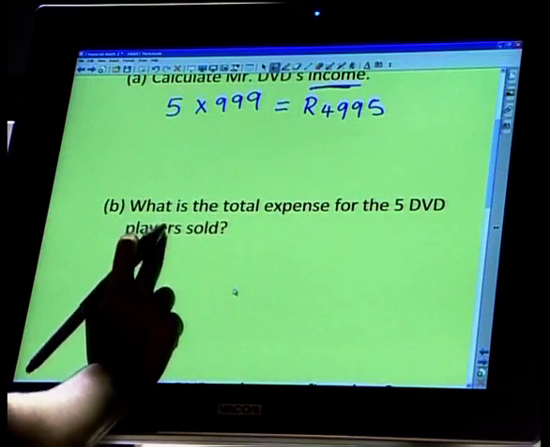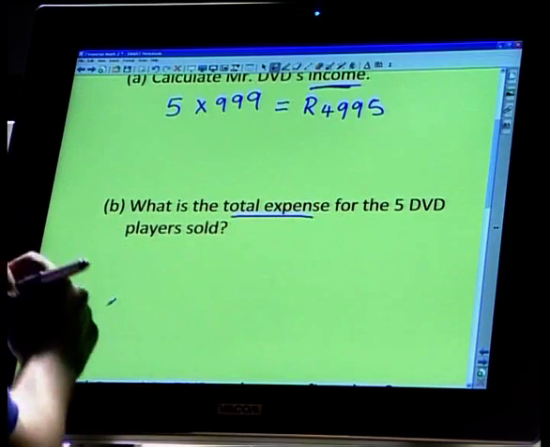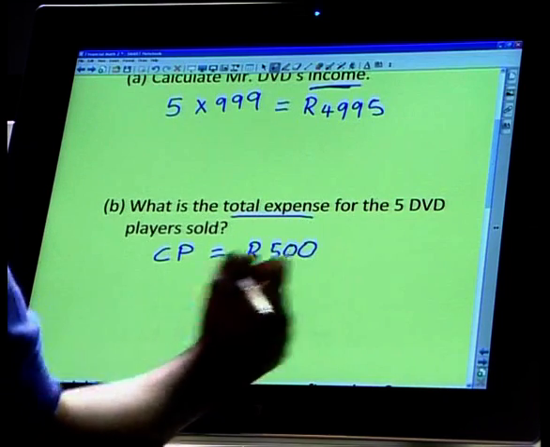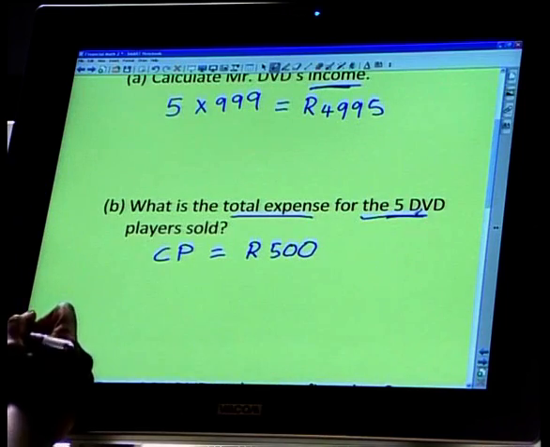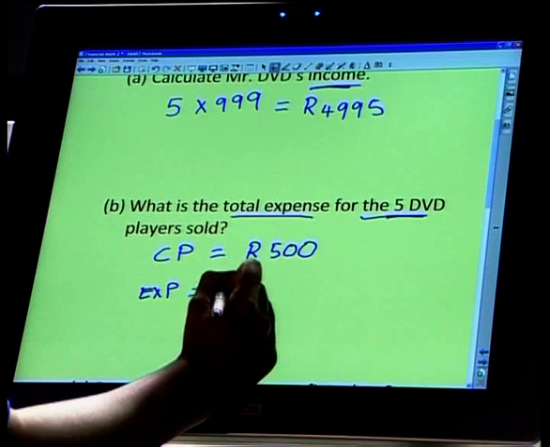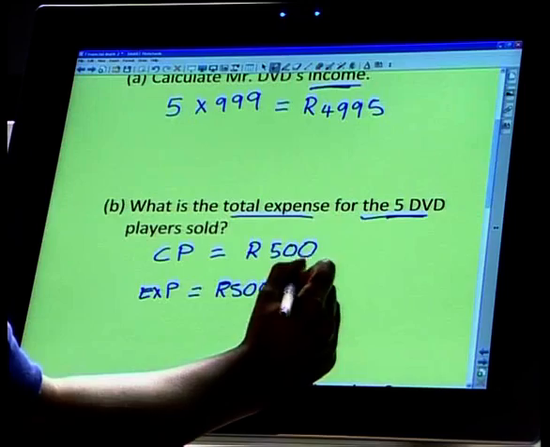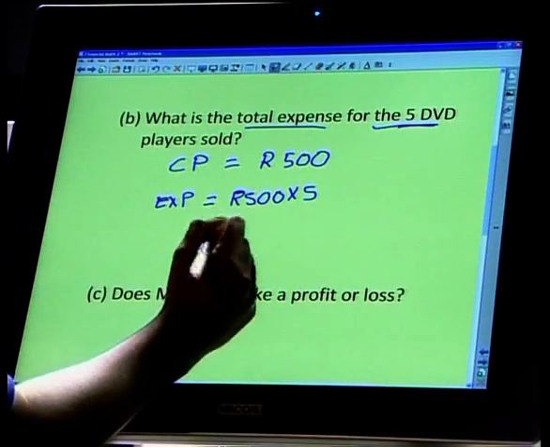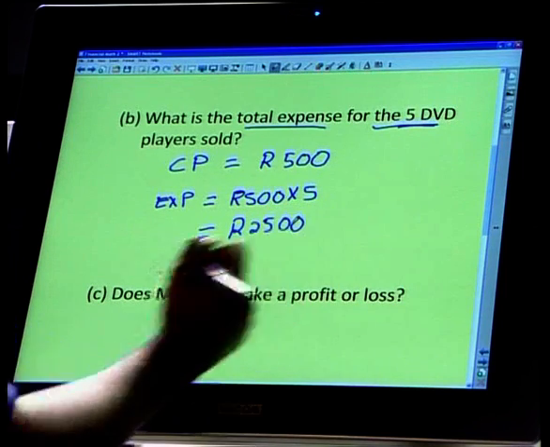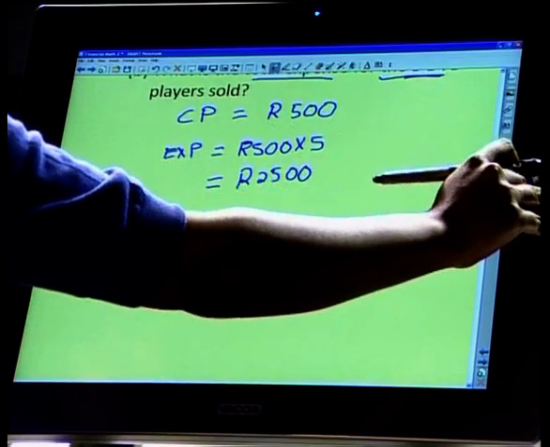So that's going to help us with the next question, which wants to know what is the total expense? So how much is Mr. DVD buying all of these 5 DVD players for? What is the total expense for the 5 DVD players sold? We know that the cost price of each of them is 500 Rand. We know that he has bought 5 DVD players. So if I want to work out the total expense, I need to take the 500 Rand and times that by the number of DVD players that he buys, and I will get 5 times 500 is 2,500 Rand.